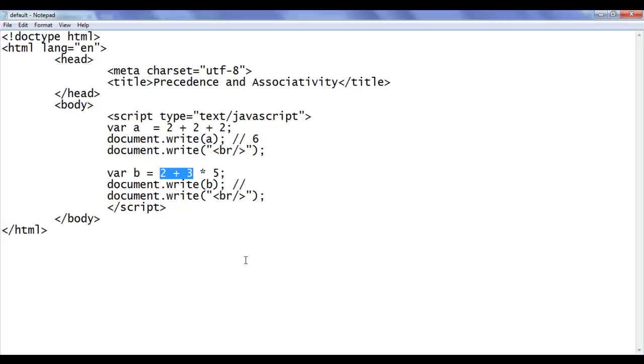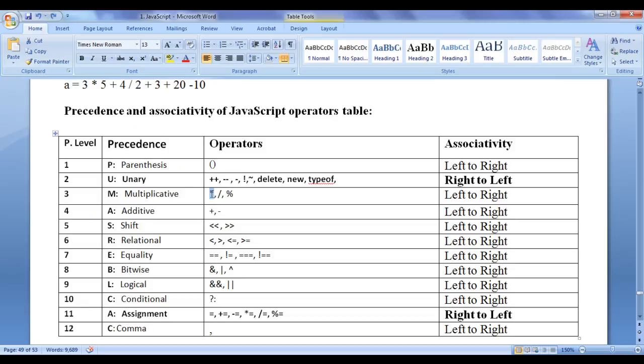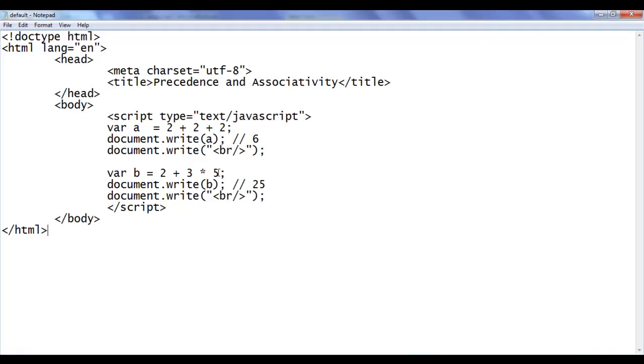What output do we get here? 2 plus 3 is going to be 5. 5 into 5 is 25. You might think that the output is going to be 25. No, that is wrong. The browser is going to refer to the precedence and associativity table here. We have the multiplication operator, plus operator and equal to operator. In the precedence table, the multiplicative operators have higher precedence than the plus operator. The plus operator has higher precedence than the equal to operator. So first the multiplication operator is going to be evaluated. 5 into 3 is going to be 15.